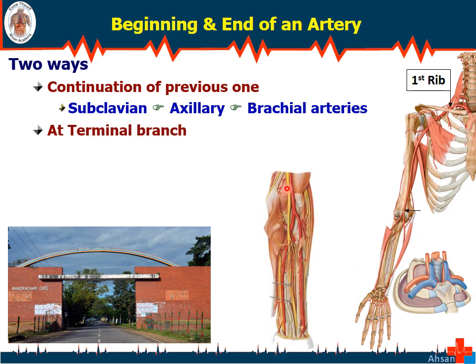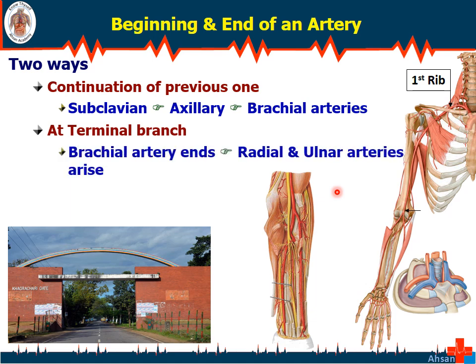This can be a terminal branch. You see, this is the brachial artery divided into radial and ulnar arteries. So the radial artery arises as a terminal branch of the brachial artery, but the brachial artery is a continuation of the axillary artery. In this form, we usually name them as the beginning, and in the same way we identify the ending. The brachial artery's origin is continuation, but its termination is bifurcation.